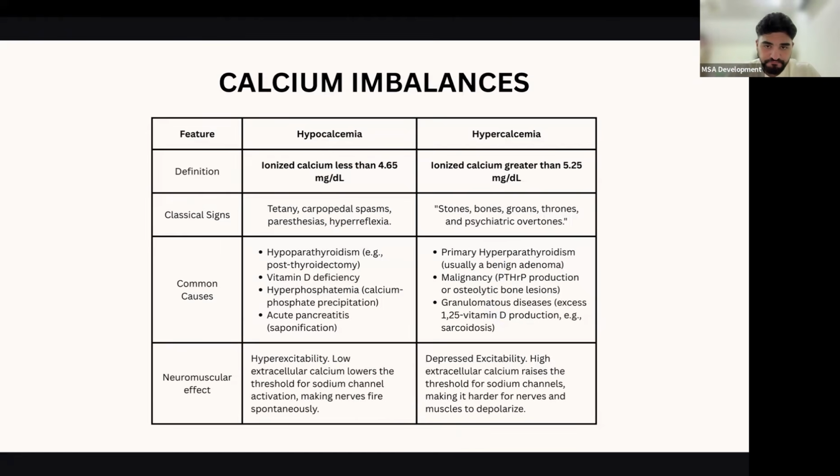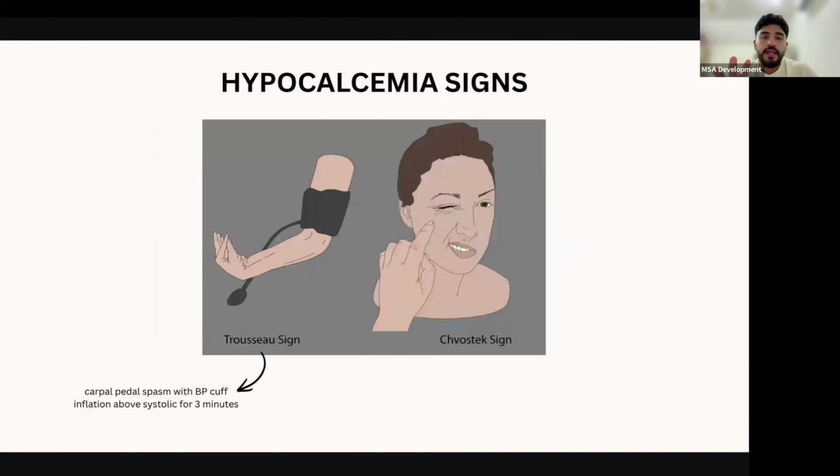All right. So this is what you really need to pick up from this slide. Now, these are just signs. We have the Chvostek sign. In a hypocalcemic patient, if you just touch their cheek, they're going to retract it in a way. So that's what we call the Chvostek sign.